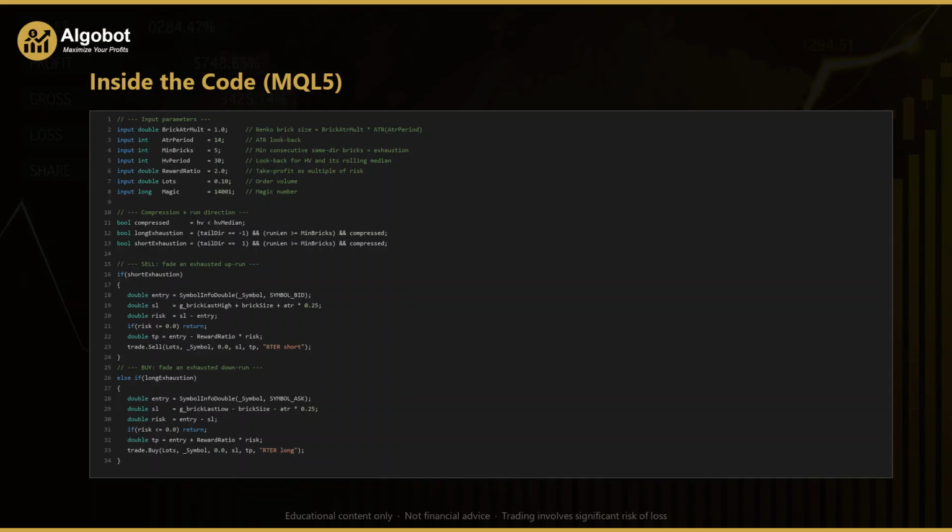If instead long exhaustion is met, it reads the ask as the entry, places the stop 1 brick below the last down brick low minus the buffer, measures risk, and sets the take profit above entry. It then calls trade.buy with the same structure. Notice both sides guard against a non-positive risk before sending, so a malformed setup is simply skipped.